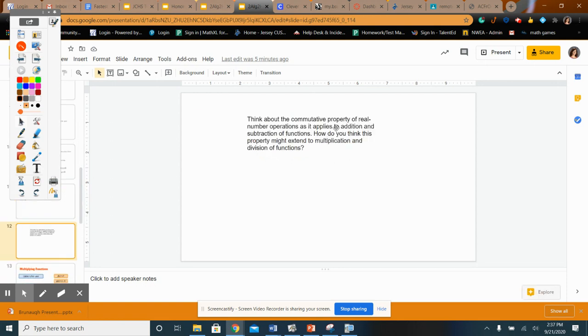Okay, think about the commutative property of real number operations as it applies to addition and subtraction. How do you think this property might extend to multiplication and division of functions? Well, I think commutative would be just like it was with addition and subtraction. I do think multiplication would be commutative, but division is not, just like subtraction is not. And we talked about that a little bit earlier.